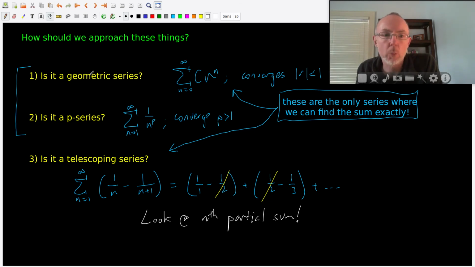Is it one of our simple tests? Is it geometric? Is it a p-series? Is it one of the series that we understand completely? Is it a telescoping series, because we have a trick for those ones? Look at the partial sums.